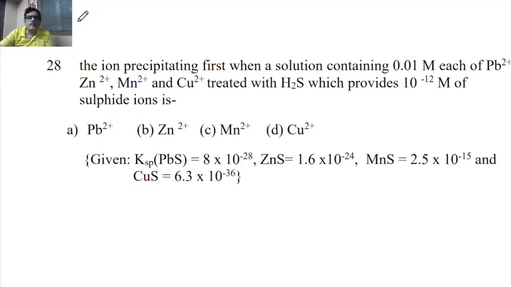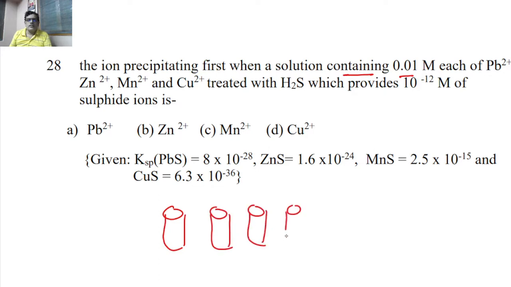So which ion will be precipitating first? A solution containing 0.01 molar each of lead, zinc, manganese and cupric ions is treated with H2S that provides 10 to the power of minus 12 molar sulfide ions. So you have to imagine, say, 4 test tubes containing equal concentrations of ions: 0.01 molar lead ions, 0.01 molar zinc ions, 0.01 molar manganese ions, and 0.01 molar cupric ions.